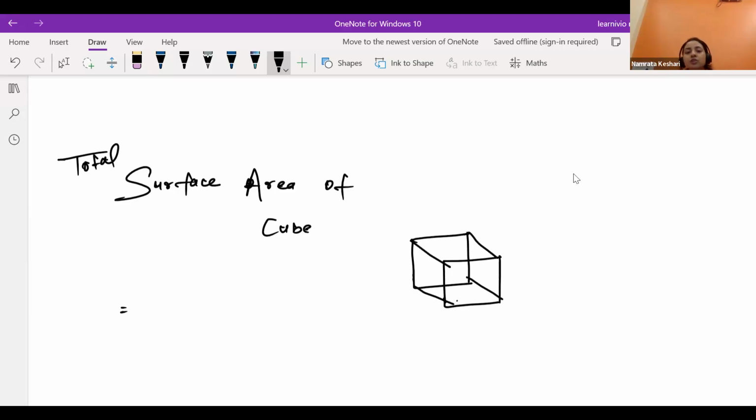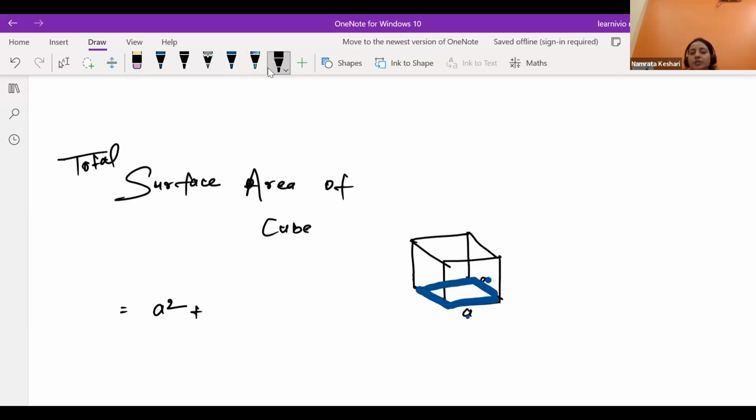Let's add them. Since it's a cube, the length is a, and the breadth is also a. Think about it. If you are just looking at this bottom one, this square, this is a, that is also a. What is the formula for area of a square? a square. So here everything will be a, since it's a square.